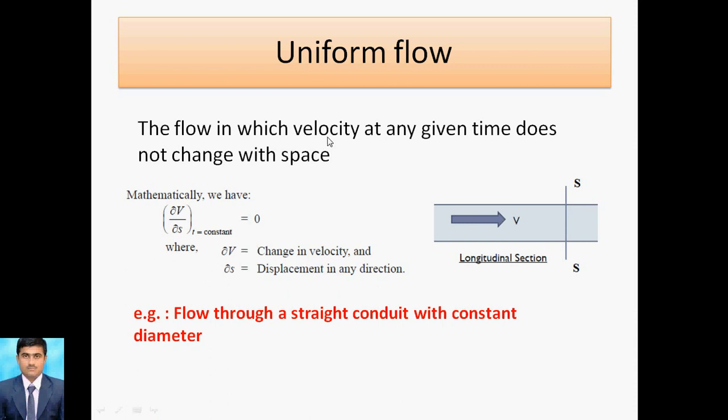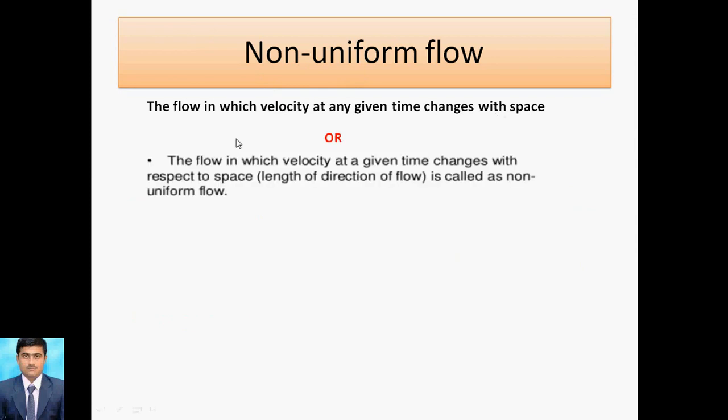So always remember that uniform flow is with respect to space. So the pipe has a constant diameter. That is called uniform flow. The non-uniform flow is the opposite of that. That means the flow in which the velocity at a given time changes with respect to space is called non-uniform flow. So it is with respect to space, right? Uniform flow or non-uniform flow is defined with respect to space.